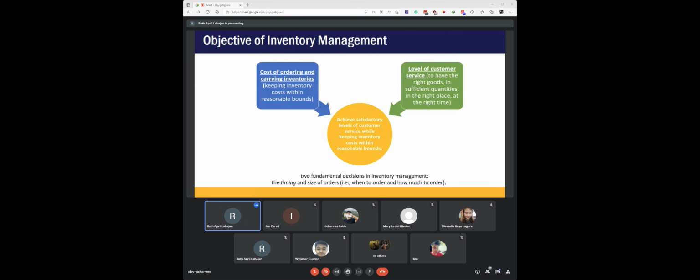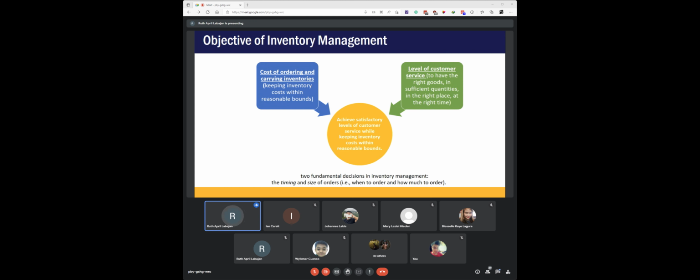Now, in inventory management, as I have said earlier in the introduction, when I defined inventory, what the company really wants is to have the right amount of inventory. And basically, that's the objective of inventory management, how to achieve the right amount of inventory. And when we want to have the right amount of inventory, it all boils down to two things.